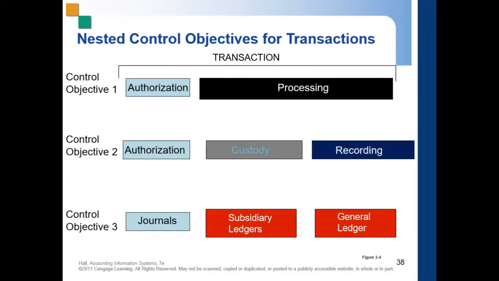Now, this is an example of control objectives for transactions. For instance, if you are a small company, authorization is separate and processing is also separate, but at least they are separate. Here, in control objective 1, it should be emphasized that the one who authorizes the transaction and the one who processes the transaction are separate. That is segregation of duties.